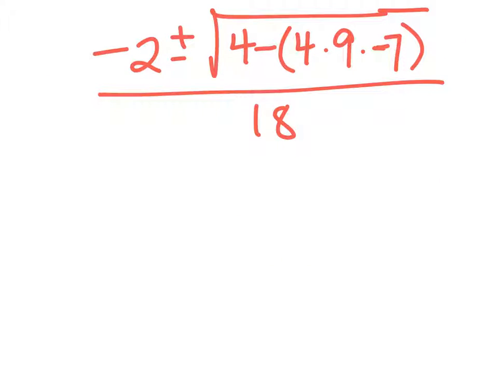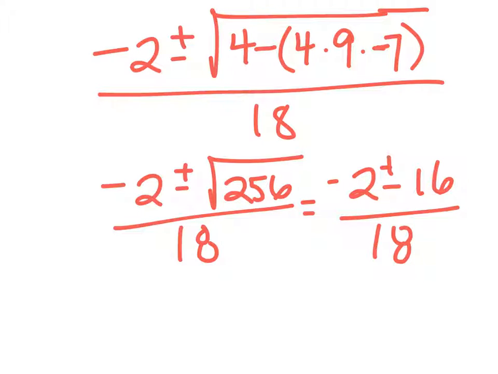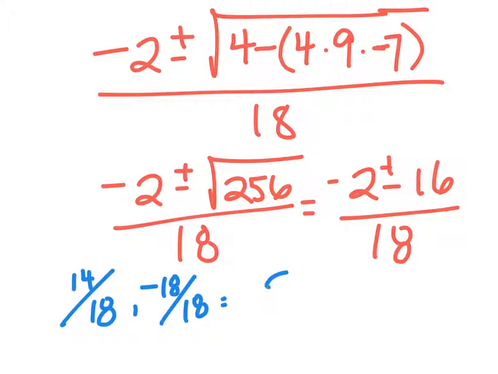All right, so now I've plugged in my a, b, c, and the first thing I'm going to do is simplify that radical. For my discriminant, I end up getting 256, which is nice because 256 is a perfect square. Square root of 256 is 16. So one of my answers is negative 2 plus 16, or 14 over 18. We're going to reduce that in a second. My other answer is negative 2 minus 16, or negative 18 over 18. Now the negative 18 over 18 becomes negative 1. The 14 over 18 we're going to have to reduce. It looks like I can divide both of those by a 2.